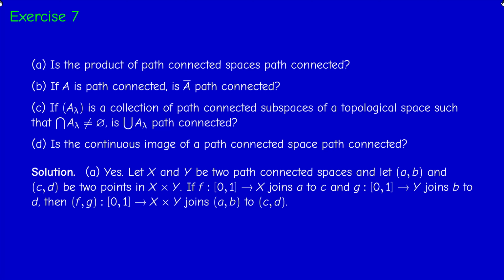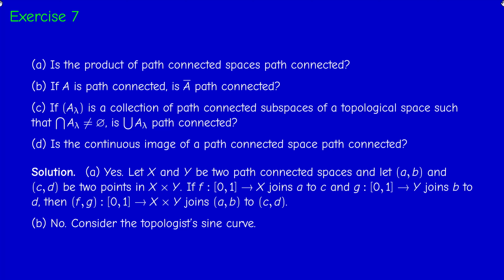And now if we consider the path whose components are (f, g), so it's continuous, then the value of (f, g) at 0 is (A, B), and the value of (f, g) at 1 is (C, D). So therefore, we can join (A, B) to (C, D) by a path in the product space X times Y. Okay.